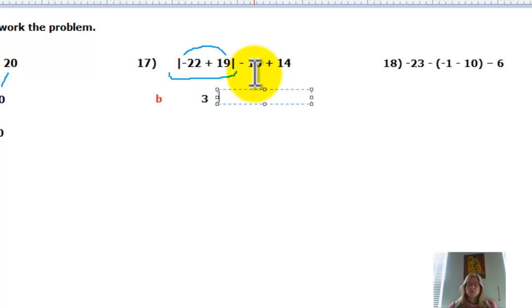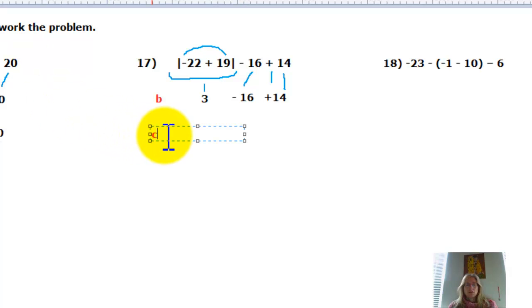Okay, and we bring down the rest of the problem, which is -16 and then plus 14. All I did was bring down that, and that, and we changed and solved inside of there. Okay, so then when you have line C, we're going to just go from left to right, and we're going to resolve what's here first, which is 3 minus 16.